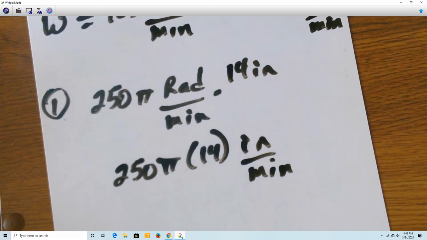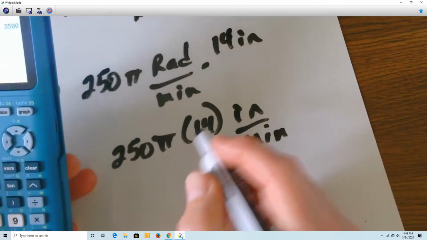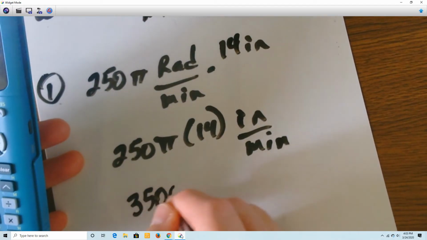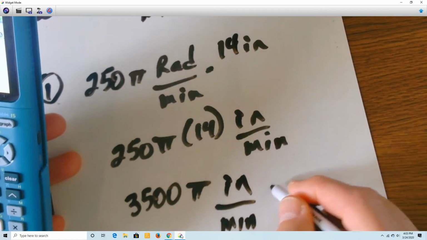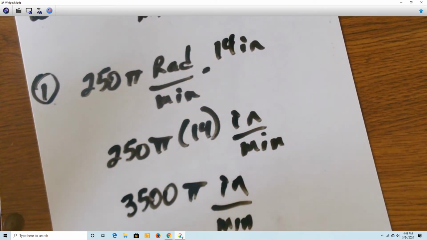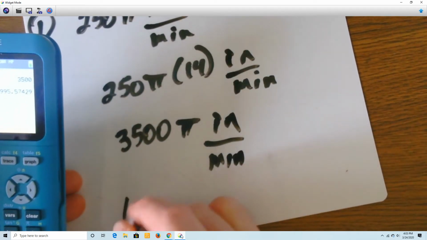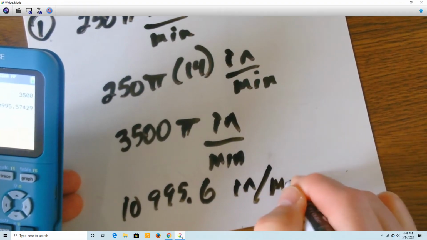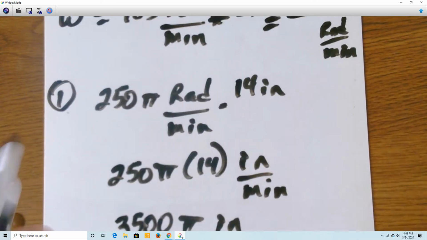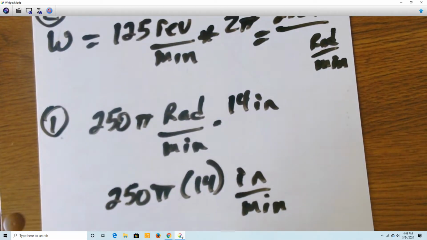Take 250 times 14, so 3,500 pi inches per minute. And if we want to write that as a decimal, which they will quite often, that'll be 10,995.6 inches per minute. All right, so our angular velocity is just multiply the revolutions times 2 pi.